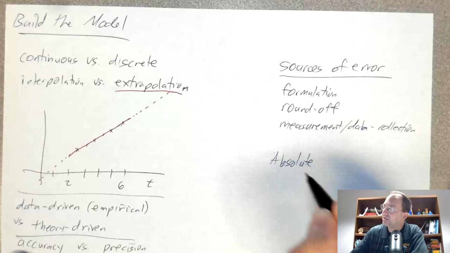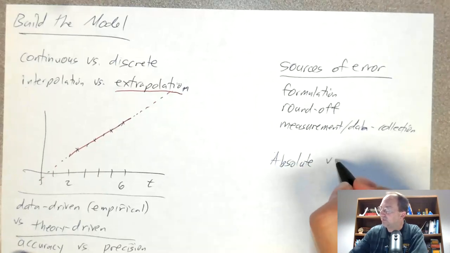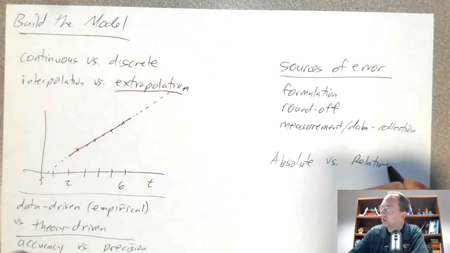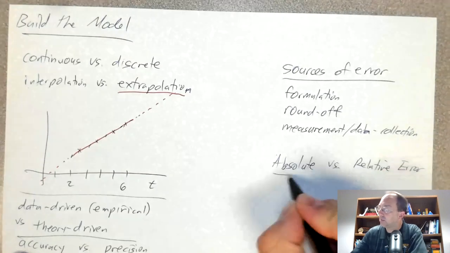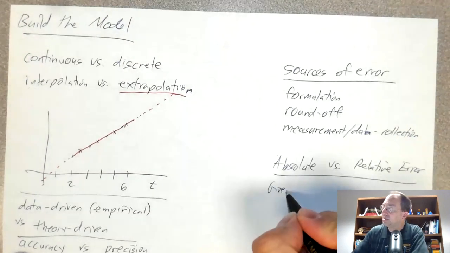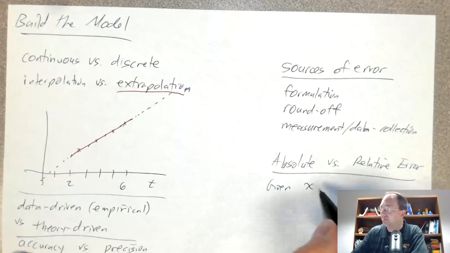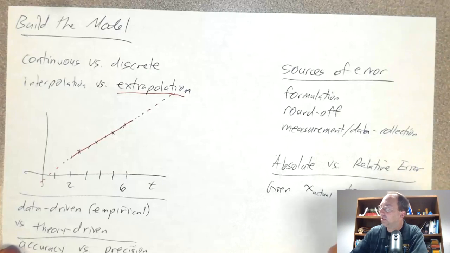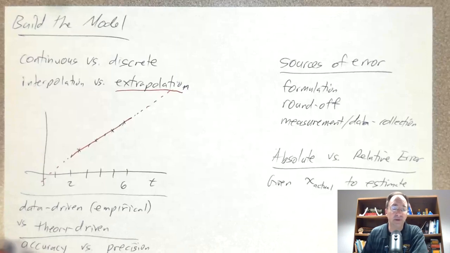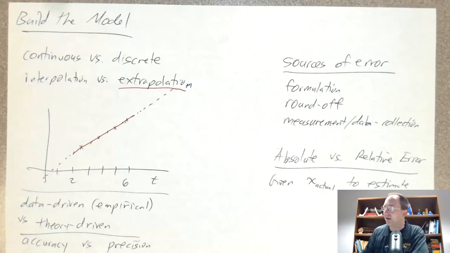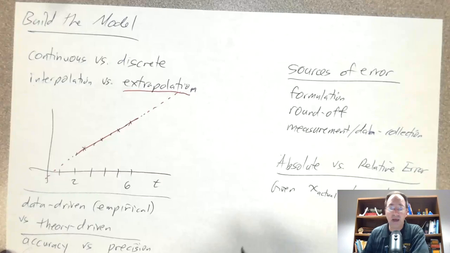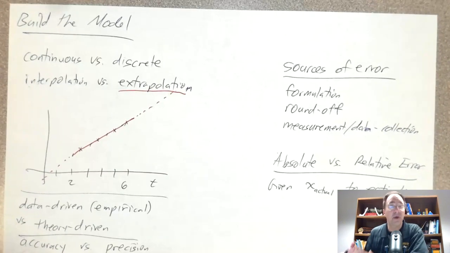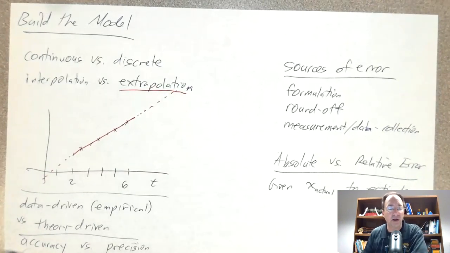On the topic of error, it's good to be aware of the terms absolute versus relative error. So let's say we're given some actual value we're trying to estimate. We'll call that X actual. Maybe it's the population of the United States in the year 2020. There's some actual value, and I come up with an estimate. Maybe I have a model where I am trying to compare my model's prediction to what I believe to be the true value.